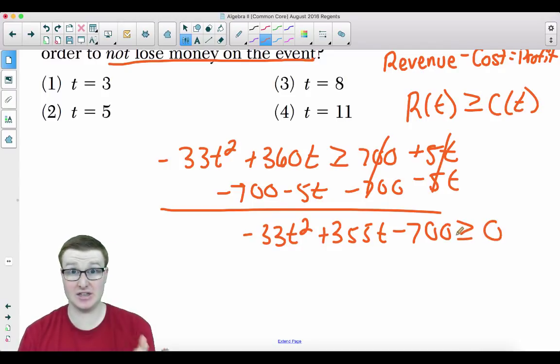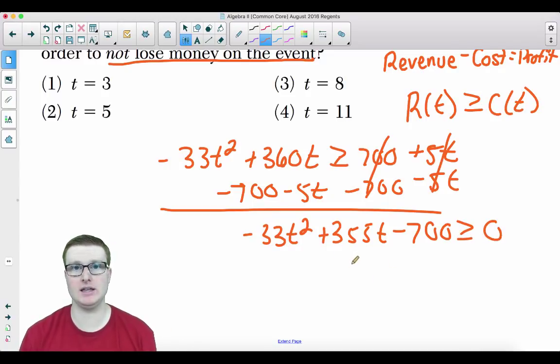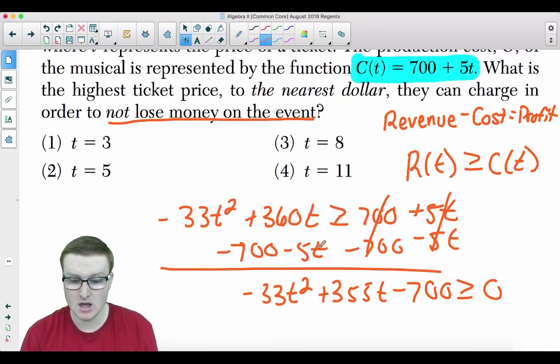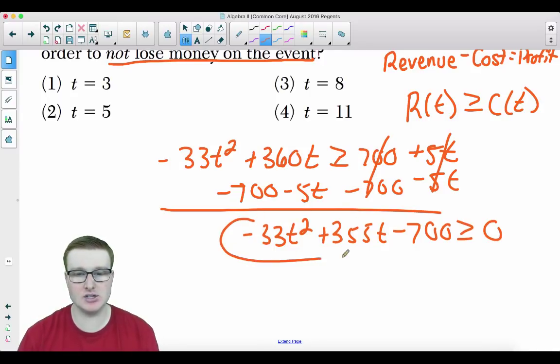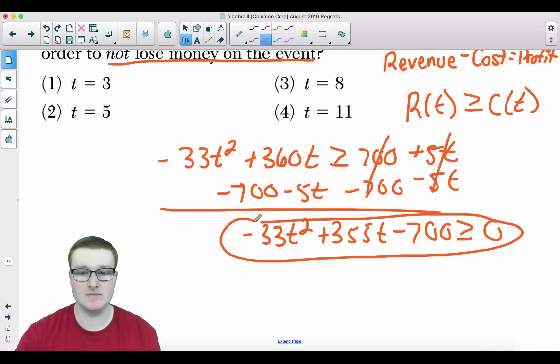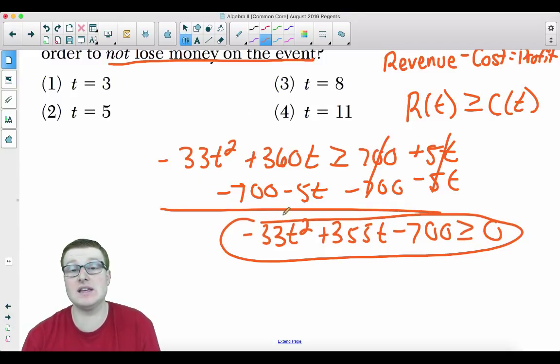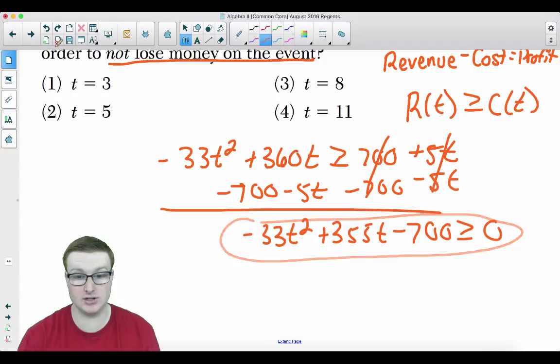Now, here's the thing. That is a really, really messy thing to factor. So what you really should do is set this equal to 0 and find the roots of this function. Remember what this is, ladies and gentlemen. This is now the profit function, because I just took the revenue, which was over here, and subtracted the expenses.